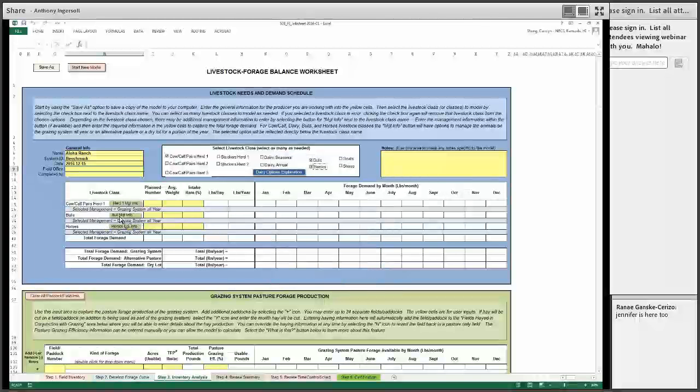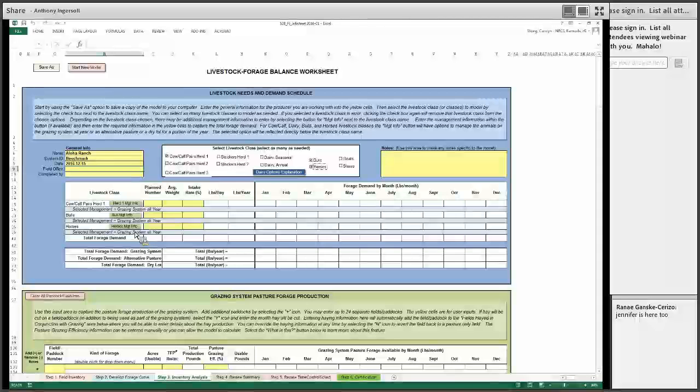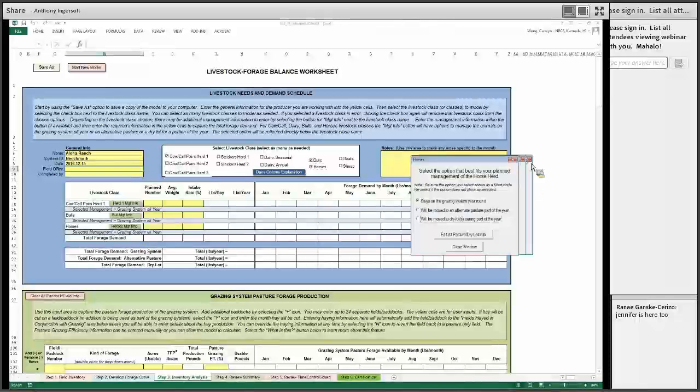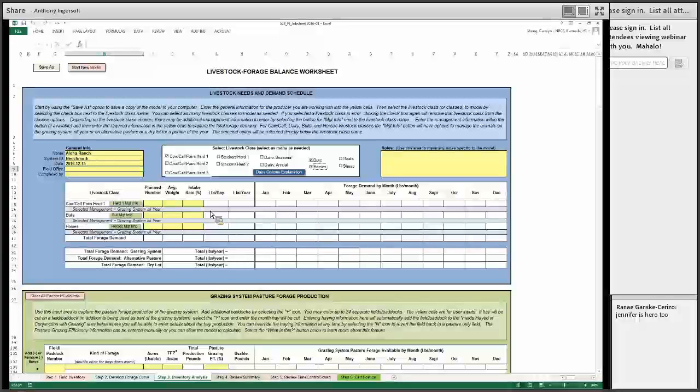When it comes to the bulls, he also breeds year round, so we're just going to double check to make sure that his option also is selected for stays on the grazing system year round. And we're going to say okay. And the same with the horse right now. The horse just is out there with the cows and the bull. It doesn't leave unless the cousin comes to pick him up. So we're going to leave him in there all year round as well.